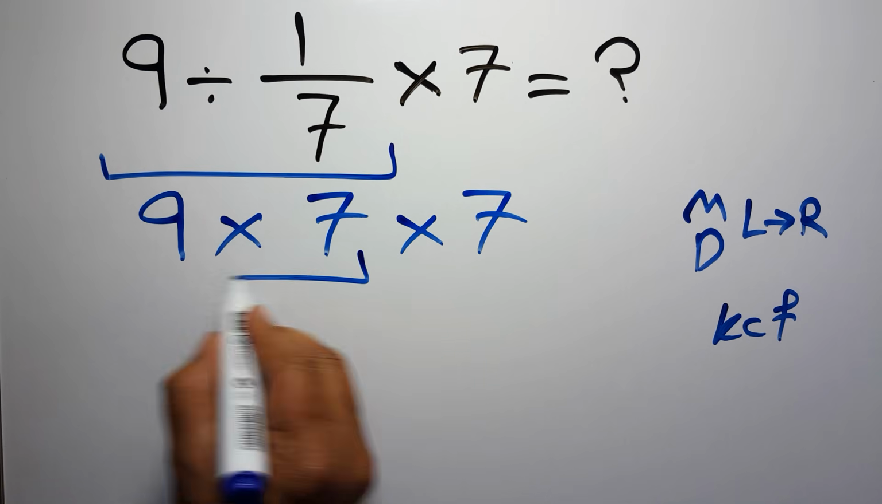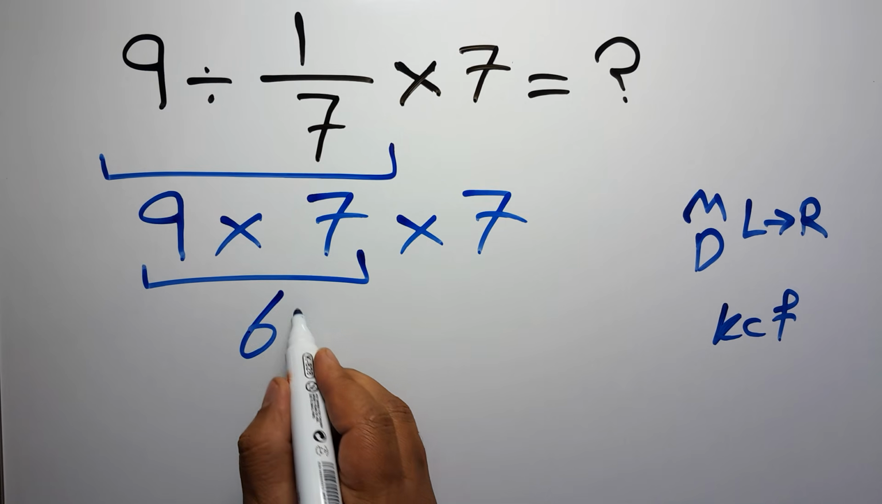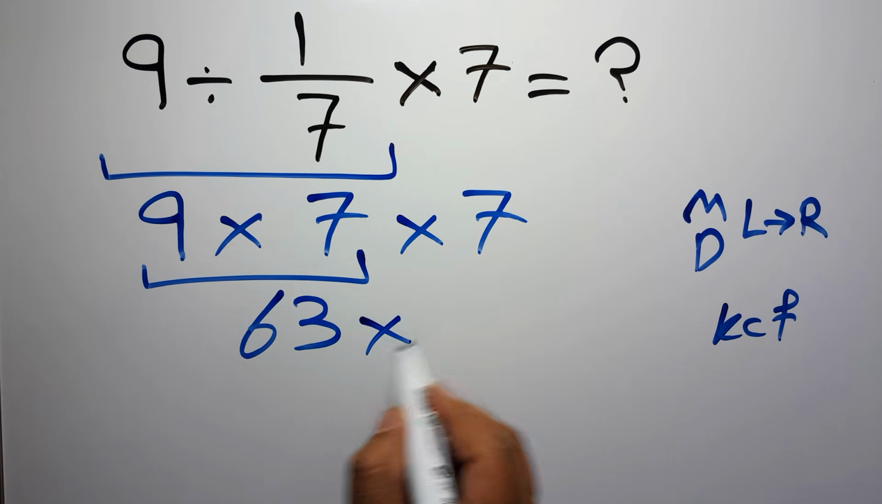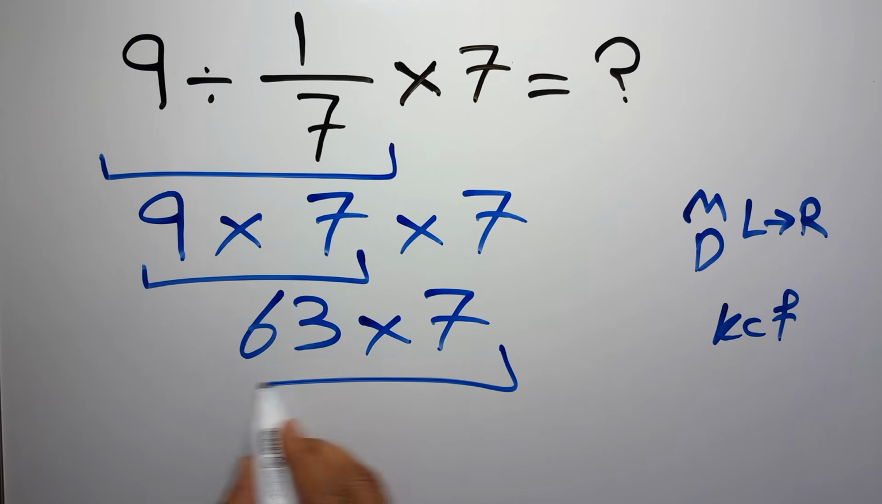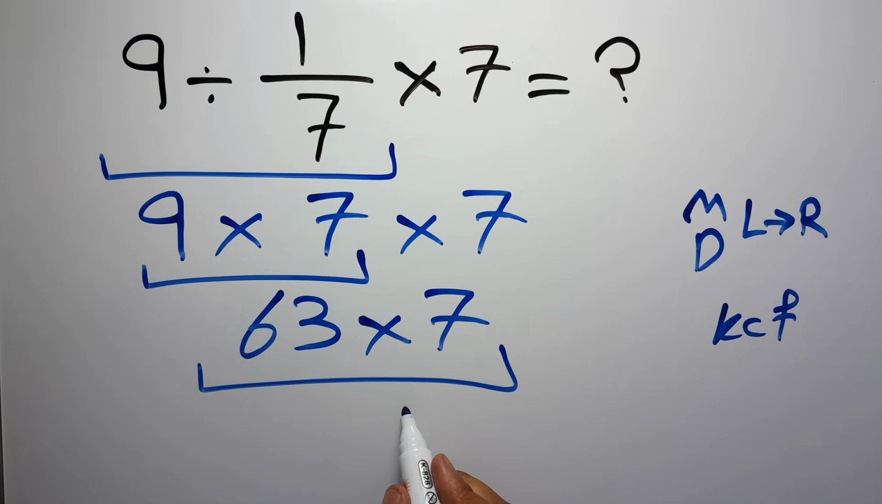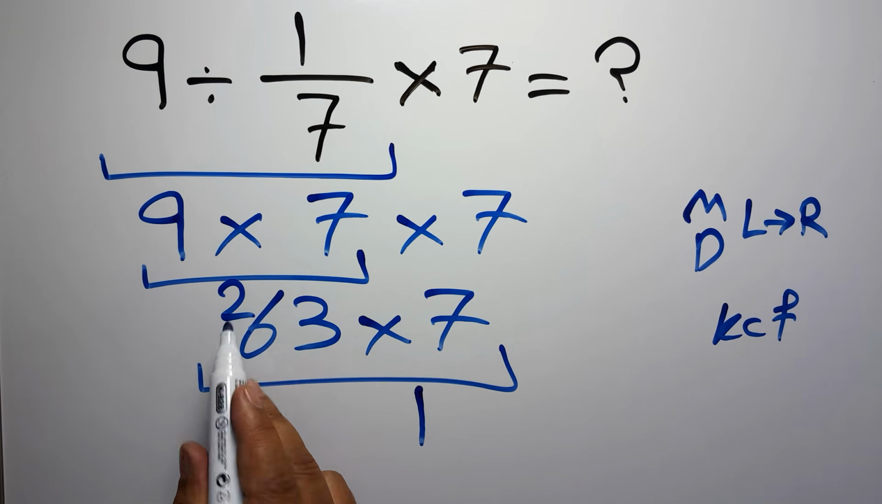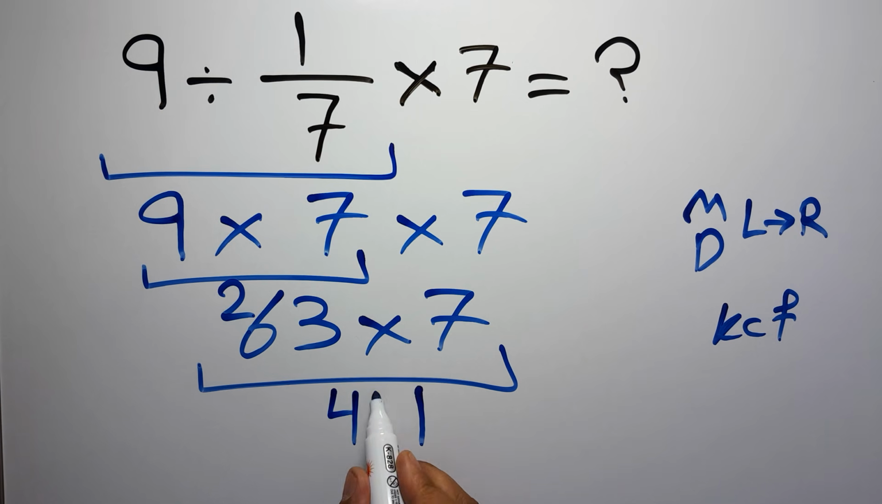9 times 7 gives us 63. So 63 times 7. Okay? 7 times 3 gives us 21. So we write 1 here and carry 2 here. Now 7 times 6 gives us 42. So 42 plus 2 gives us 44.